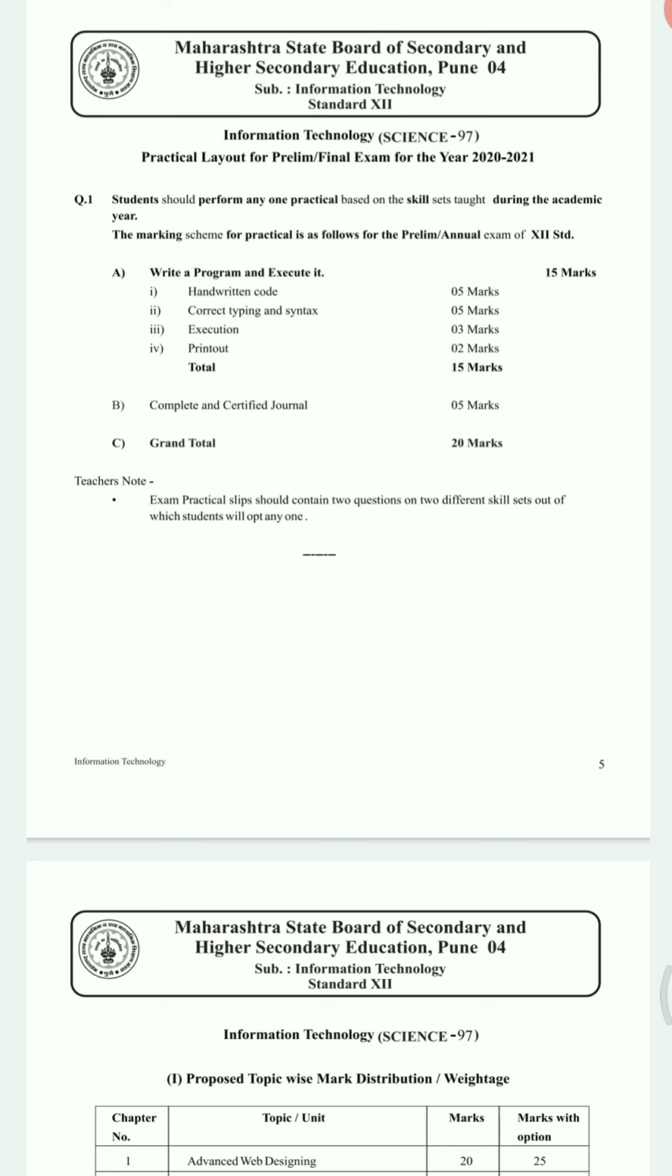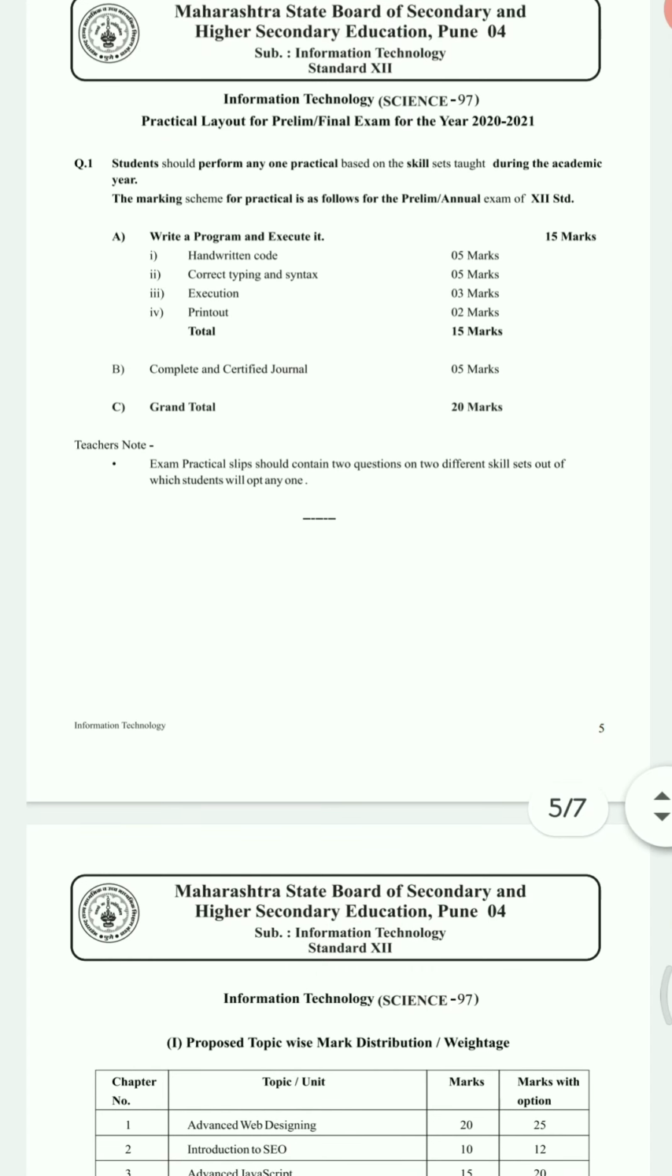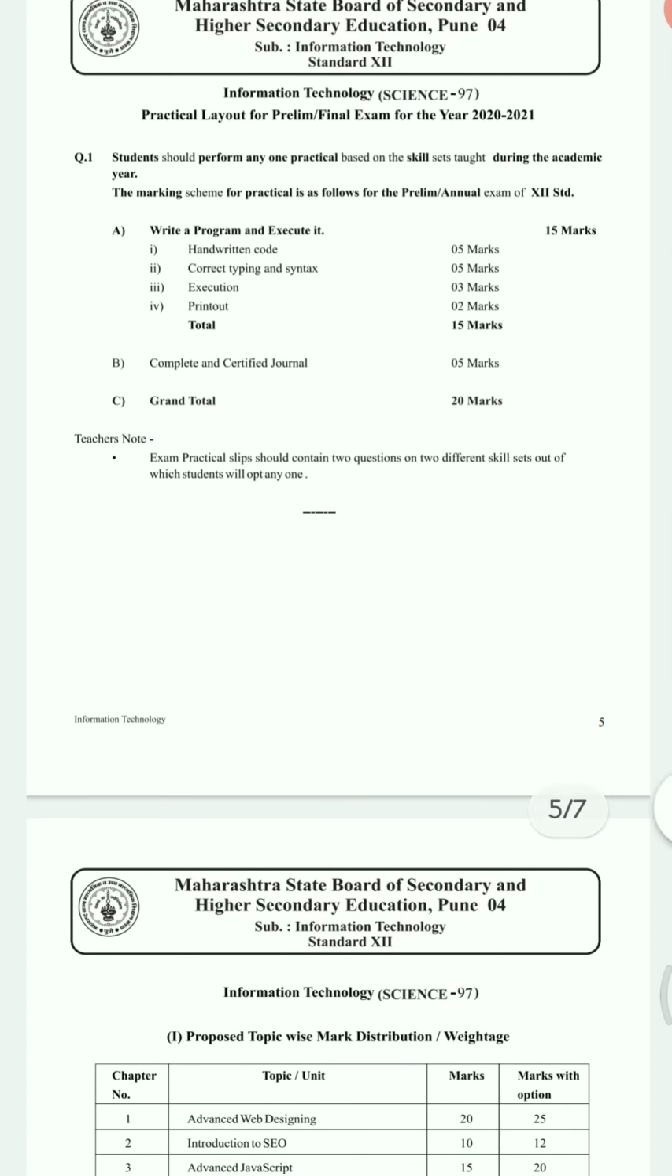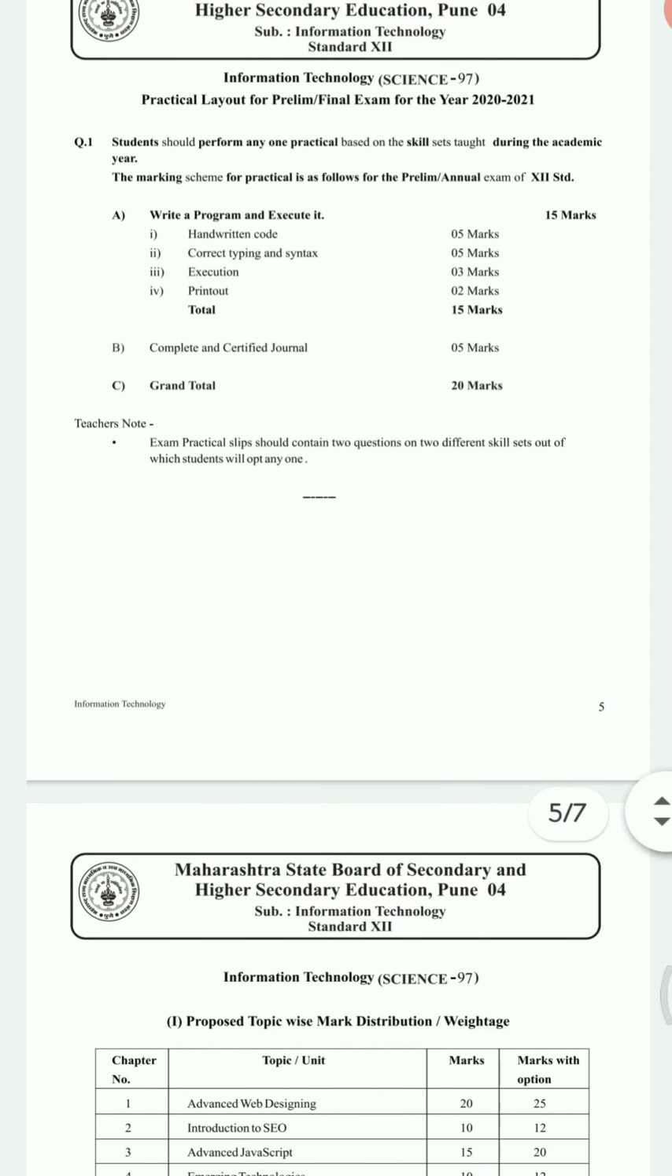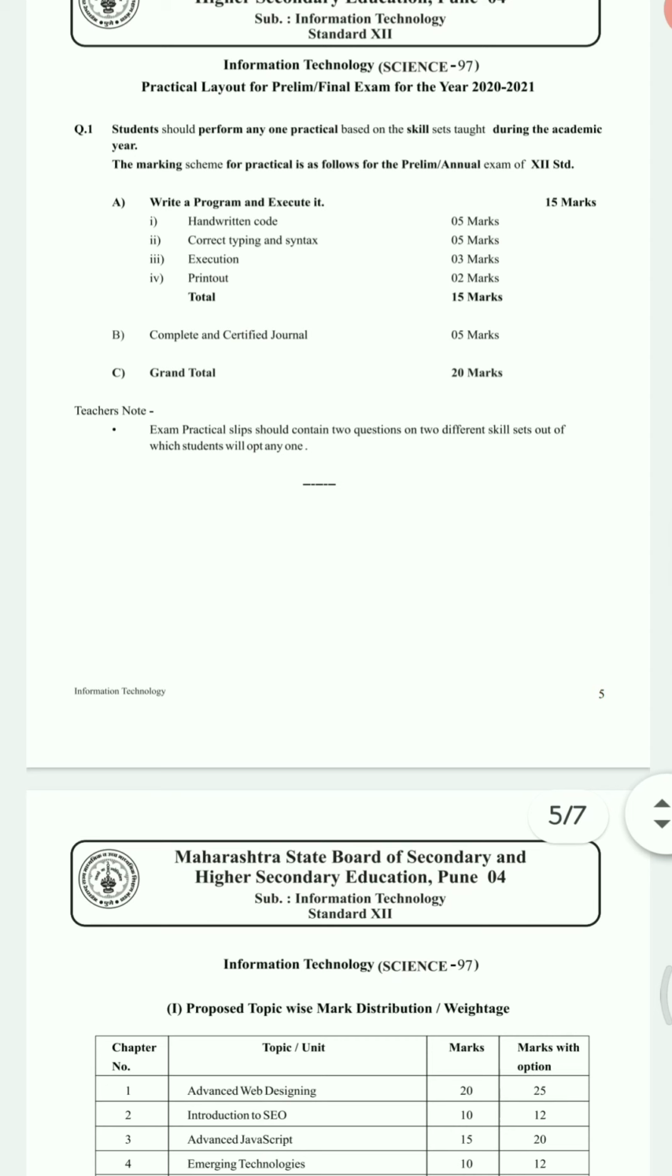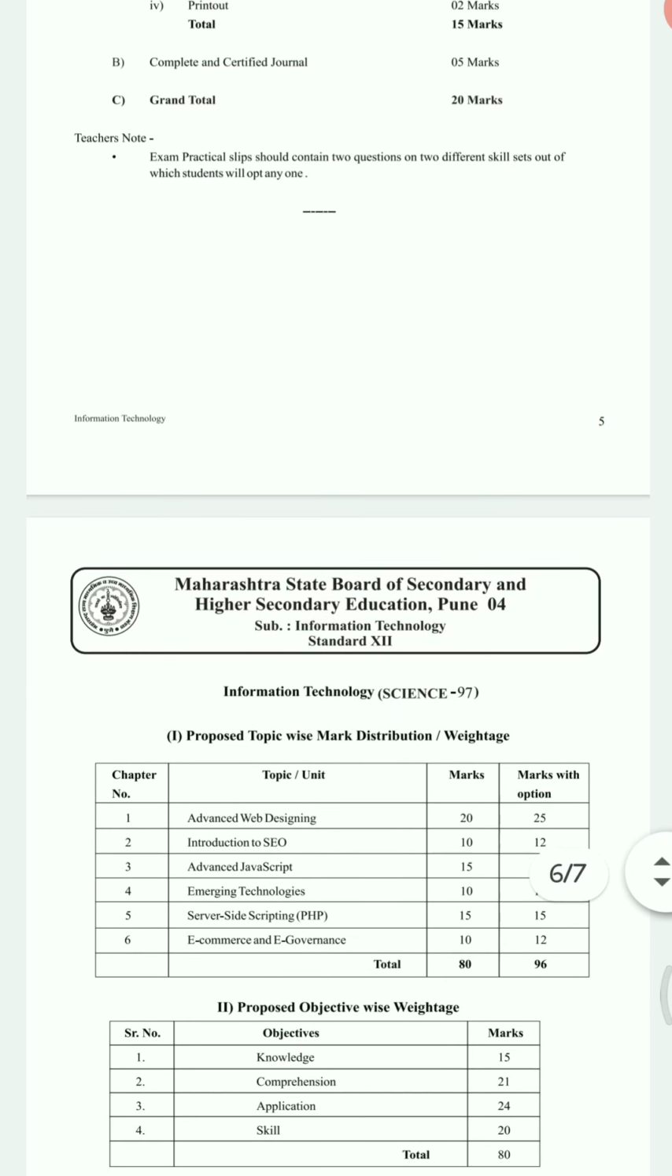Correct typing and proper syntax will carry 5 marks. Execution of the code, whether the output is right or wrong, on that basis you will get 3 marks, and the printout of your output code will carry 2 marks. This is how the 15 marks are evaluated, and 5 marks will be given to your journal. This is how the total 20 marks practical session should be completed.